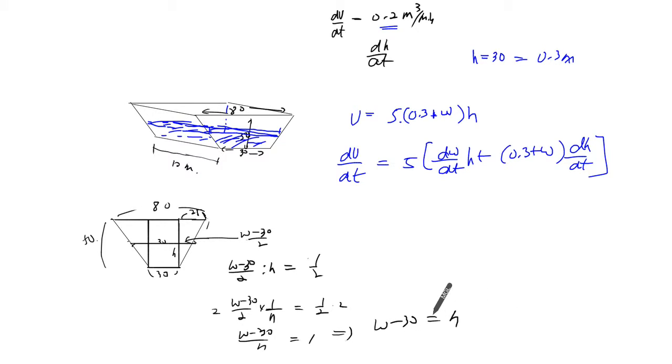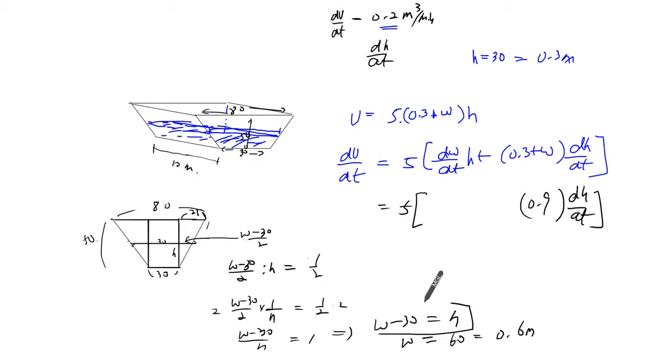We're given that H is equal to 0.3, or 30 actually. W is going to be 30 plus 30, 60 centimeters, so this is 0.6 meters. We can now plug it in. 0.3 plus W to be 0.6, that's 0.9. We're looking for dH/dt. Note that from here, if I differentiate both sides with respect to t, dW/dt and dH/dt are equal. So this is also dH/dt, and H I can replace with 0.3.